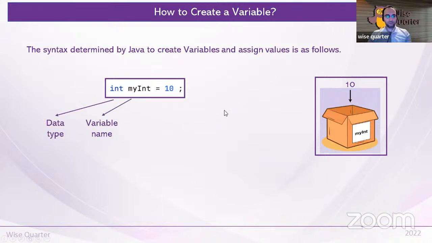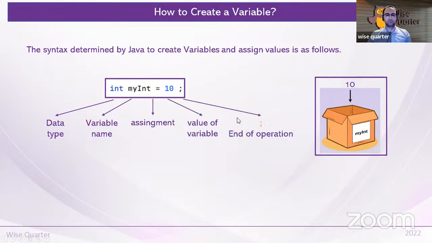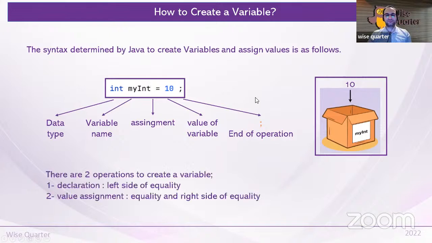Data type, variable name, assignment symbol, and value of the variable. Of course, the semicolon means the end of this line. The left side is the declaration. The right side is the value. Declaration and value assignment. We have assigned a value to the variable we have created.